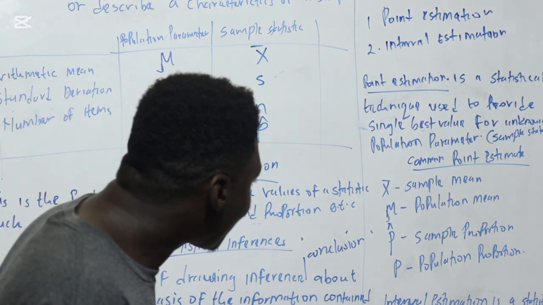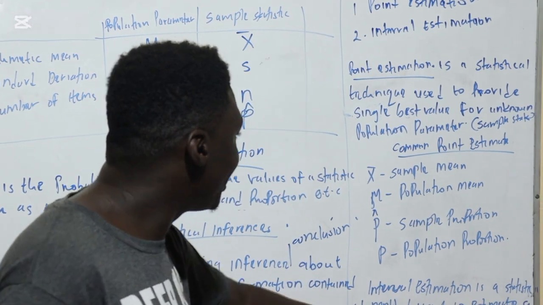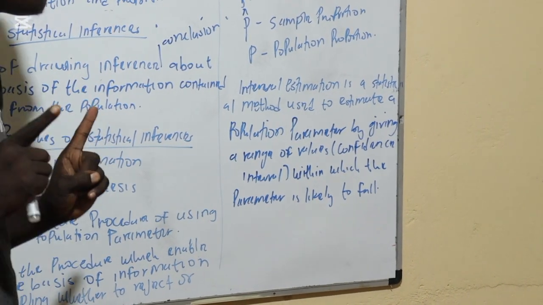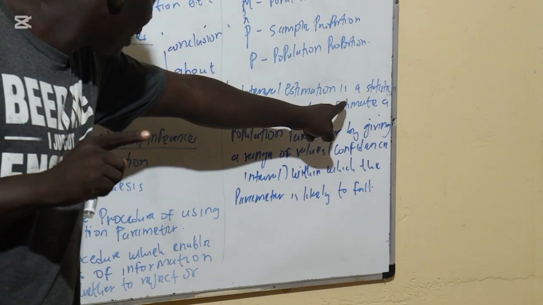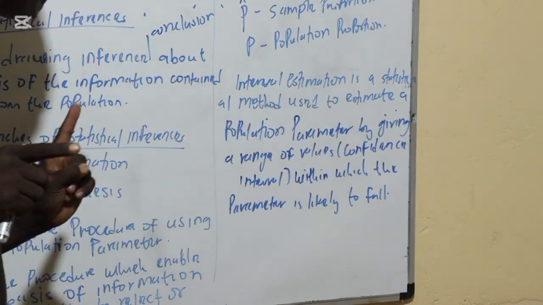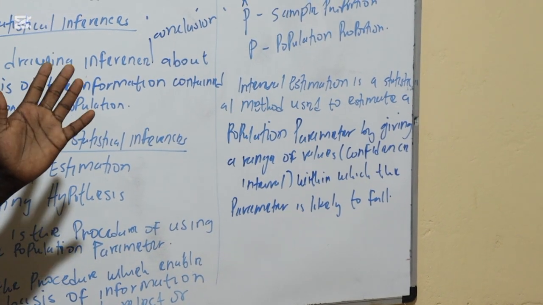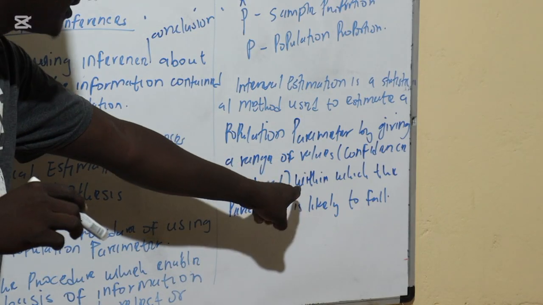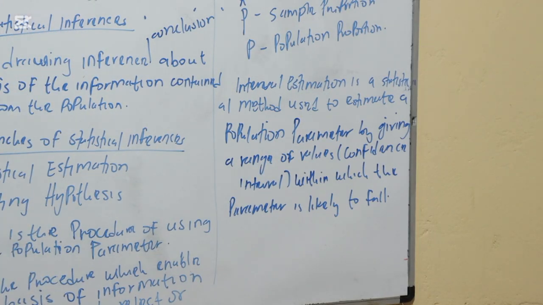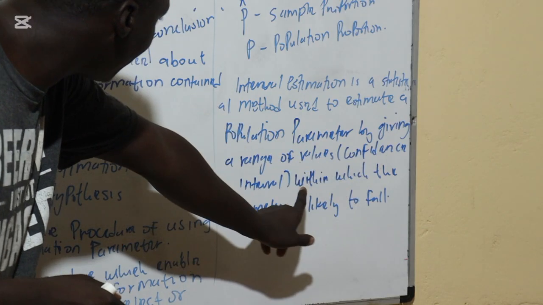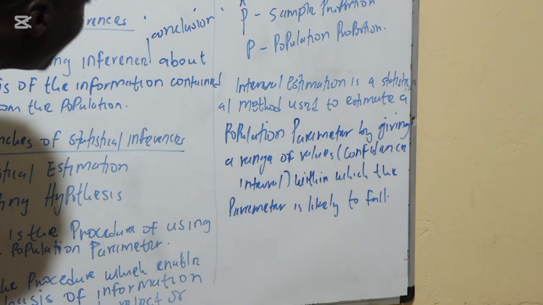Hope you're following. Then lastly, I'm going to talk about interval estimation. This is a statistical method used to estimate a population parameter by giving a range of values. So when we talk about a range of values, it means it is an interval, in brackets, confidence interval. I remember you've also been taught about confidence intervals in hypothesis testing. We have the 95% confidence interval, 99%. So based on whatever interval you've been asked, you give that range. So it estimates the population parameter by giving a range of values, a confidence interval, within which the parameter is likely to fall.